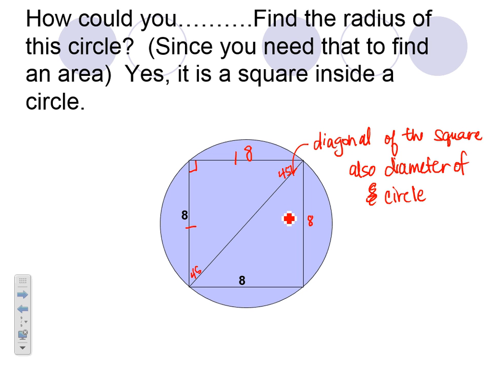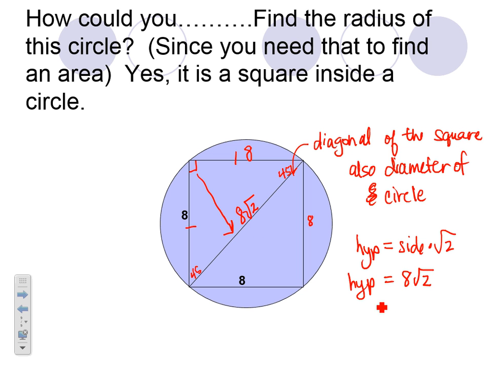Now, I could use the 45, 45, 90 triangle rules, or I could use the Pythagorean theorem. I'm going to use the 45, 45, 90 rules. I know that the hypotenuse, which is across from the 90-degree angle, is equal to the side times the square root of 2. So 8 times the square root of 2 is my hypotenuse. So this is 8 square roots of 2. That's my diameter. My hypotenuse and my diameter are the same. Oops, I spelled that wrong. Let me fix that.